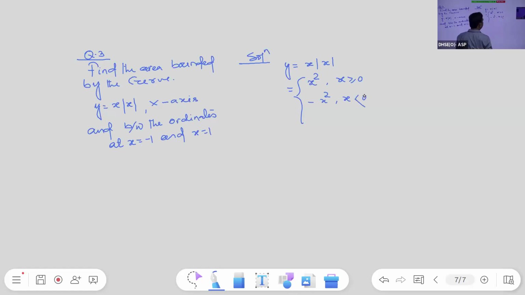Okay. So y is equal to x square is an upward directed parabola, and y is equal to minus x square is a downward directed parabola. So for positive value of x, the structure of the curve is like this, and for negative value of x, the structure of the curve is like this. This curve, since all even parts of x are there, the curve is symmetric about x-axis.